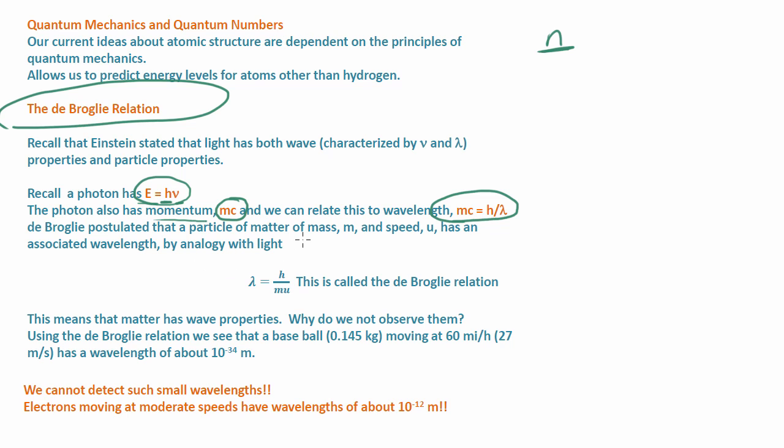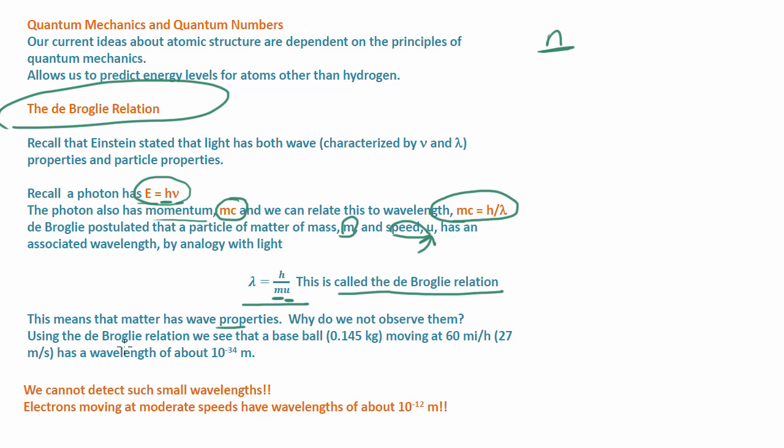De Broglie postulated that a particle of matter with mass and speed, and we'll use this letter for the speed, has an associated wavelength just like light. So the wavelength is equal to Planck's constant divided by the mass times the speed of the matter. This is called the de Broglie relation. So what does this mean? It means that matter has wave properties. But why don't we ever observe the wave properties of matter?